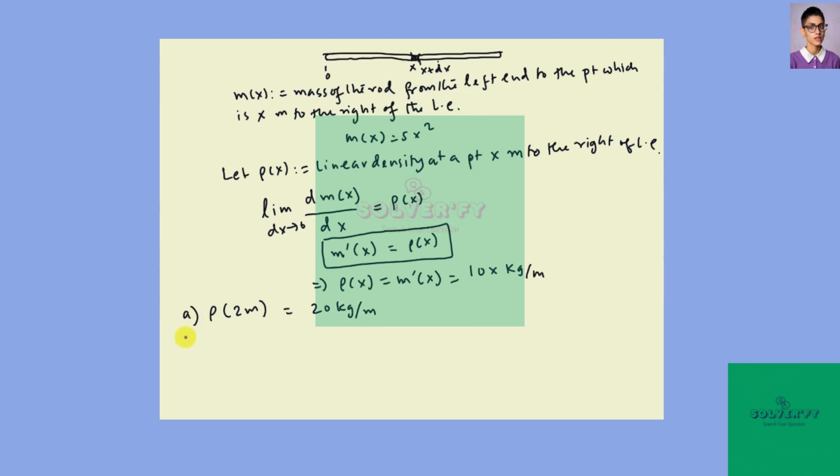Now in part B, we are asked what is the linear density at a point 4 meters to the right of the left end. We plug in 4 into this equation, and we get 40 kg per meter. Similarly, the linear density at a point 6 meters from the left end is, we plug in 6 into this, we get 60 kg per meter.